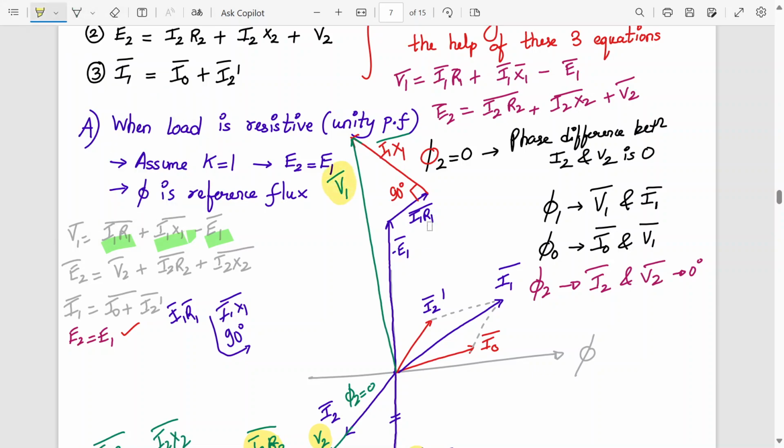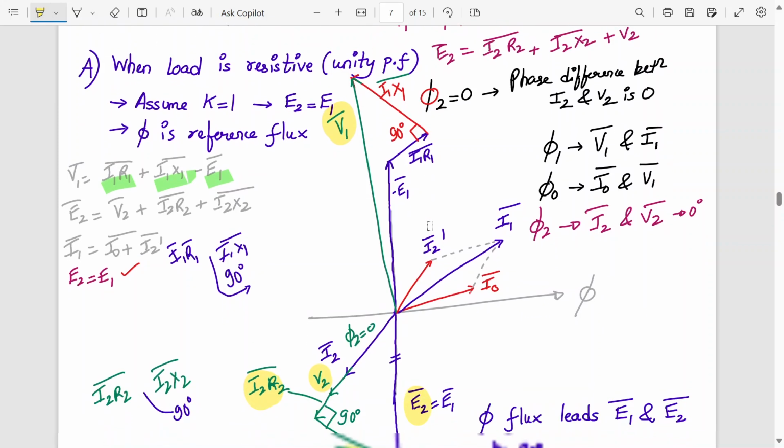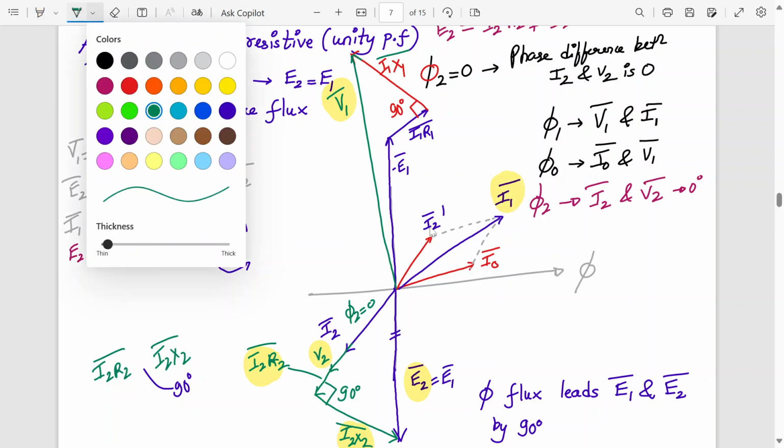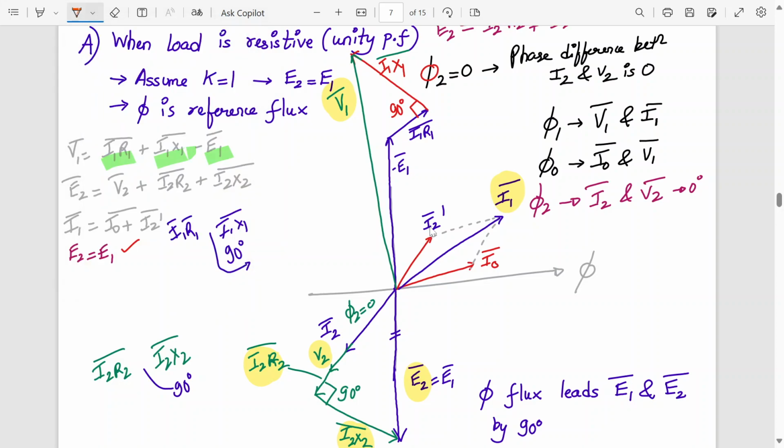So V1 is what? Yes. V1 is I1 R1 plus I1 X1 minus E1. So all three are satisfied now. We have determined E1 and I1. So what is the phasor angle between them, E1 and I1? This phasor angle is phi 1.